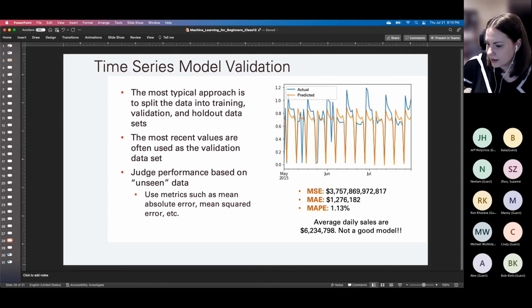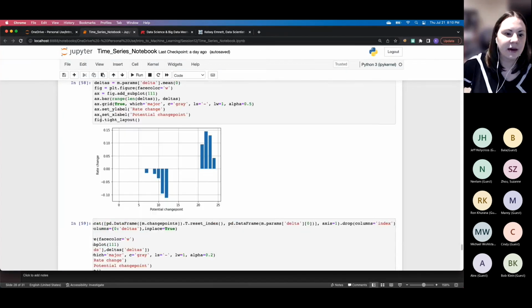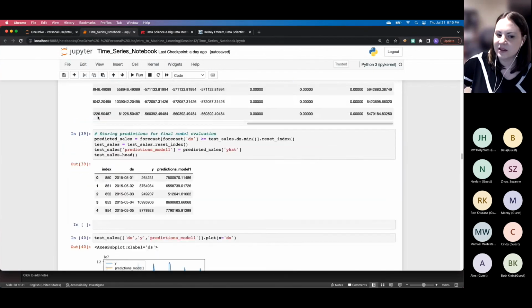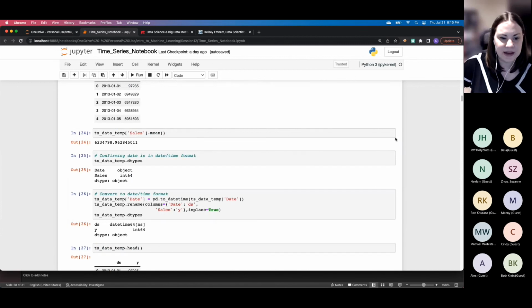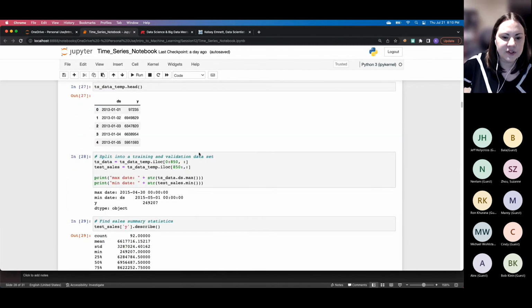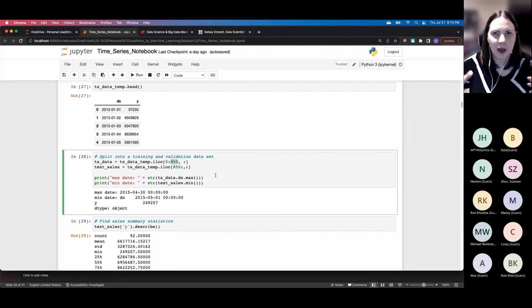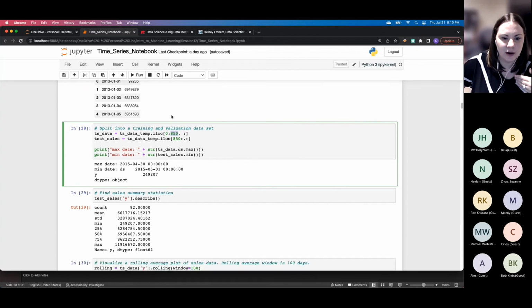So real quick, I'm going to jump back. The way that I split this up is very simple. It's a simple indexing procedure. In this case, our max date and our min date are shown here, and I basically chopped off a couple of months to do this validation with, which is shown here. So that's what I did there in order to do the test.